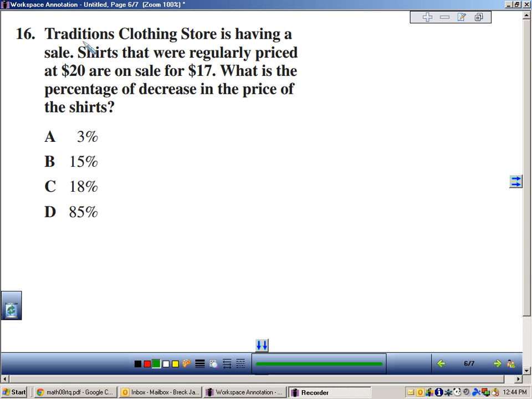Okay, same idea here. More of these questions. There's quite a few on the CAHSEE test involving percent of increase and decrease. So we have a clothing store. It's having a sale. The shirts are already priced $20. They're now on sale for $17. What is the percent of decrease in the price of the shirt? So 20 minus 17. How do you find the amount of change? The original amount before it changes is $20. So that would be 3 over 20.